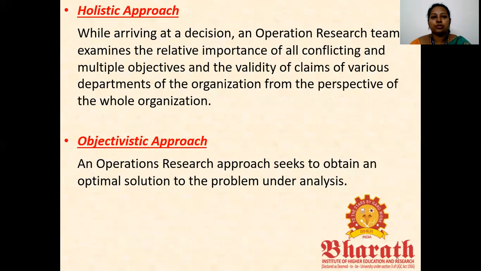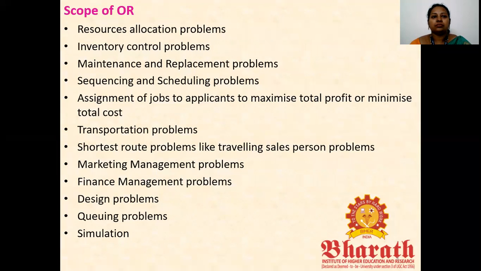Then the holistic approach. While arriving at a decision, an operation research team examines the relative importance of all conflicting and multiple objectives and the validity of claims of various departments of the organization from the perspective of the whole organization. Then the objectivistic approach. An operation research approach seeks to obtain an optimal solution to the problem under analysis.